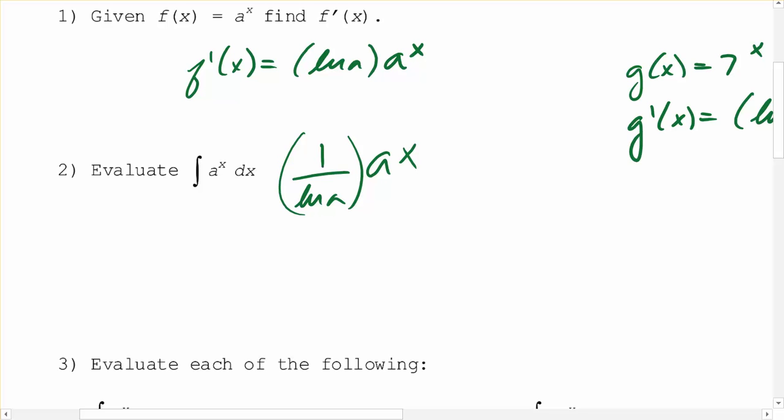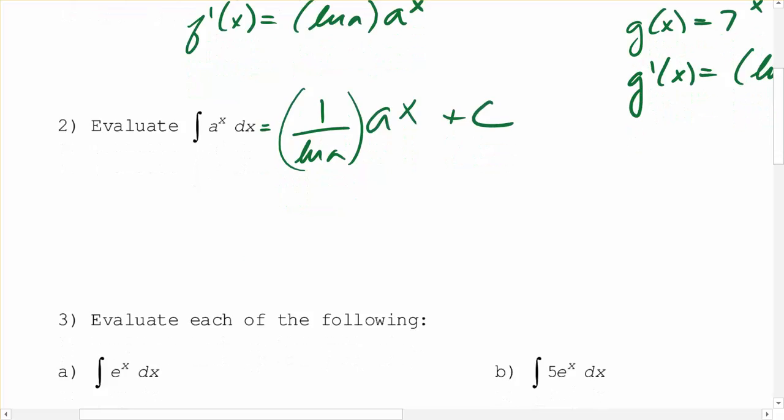Because what is, again, the derivative of a to the x? ln a times a to the x. But what do you want to get rid of? The ln a, because it's not there. So what is this actually? It equals this right here, plus c. Nice. So let's take a look at this.